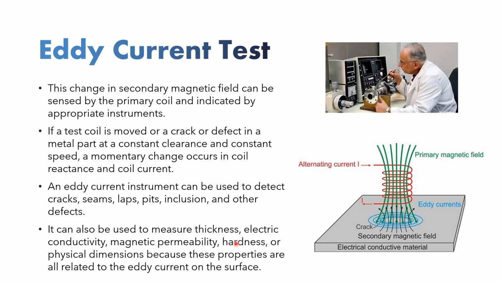So it can also be used to measure thickness, electric conductivity, magnetic permeability, hardness, or physical dimensions, because these properties are all related to the eddy currents on the surface, okay? So when you read this, you can understand it. All you have to understand is what's happening on the surface is transported to the machine through these coils, okay? That's all.